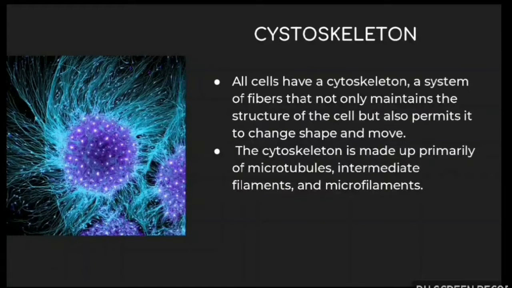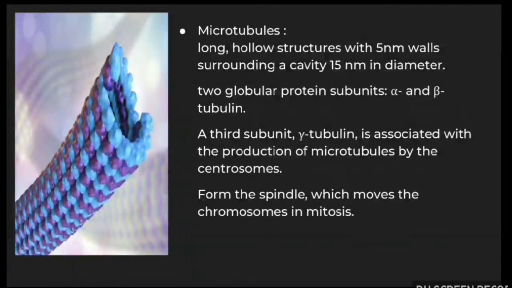The cytoskeleton is made up of microtubules, intermediate filaments, and microfilaments. Microtubules are long hollow structures with 5 nanometer walls surrounding a cavity of 15 nanometer in diameter. There are two globular protein subunits, alpha and beta tubulin. You can see in the diagram there is a blue color and a purple color globular protein present.